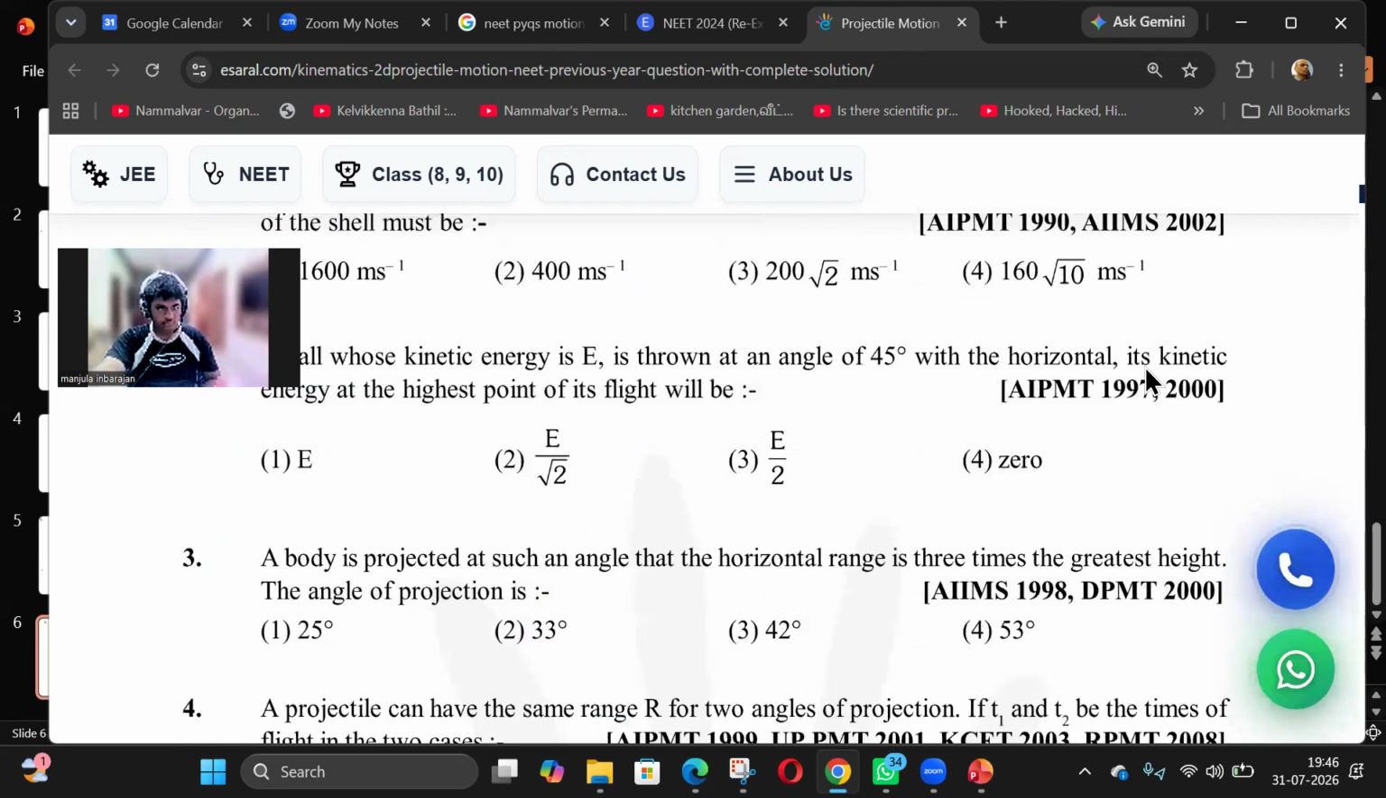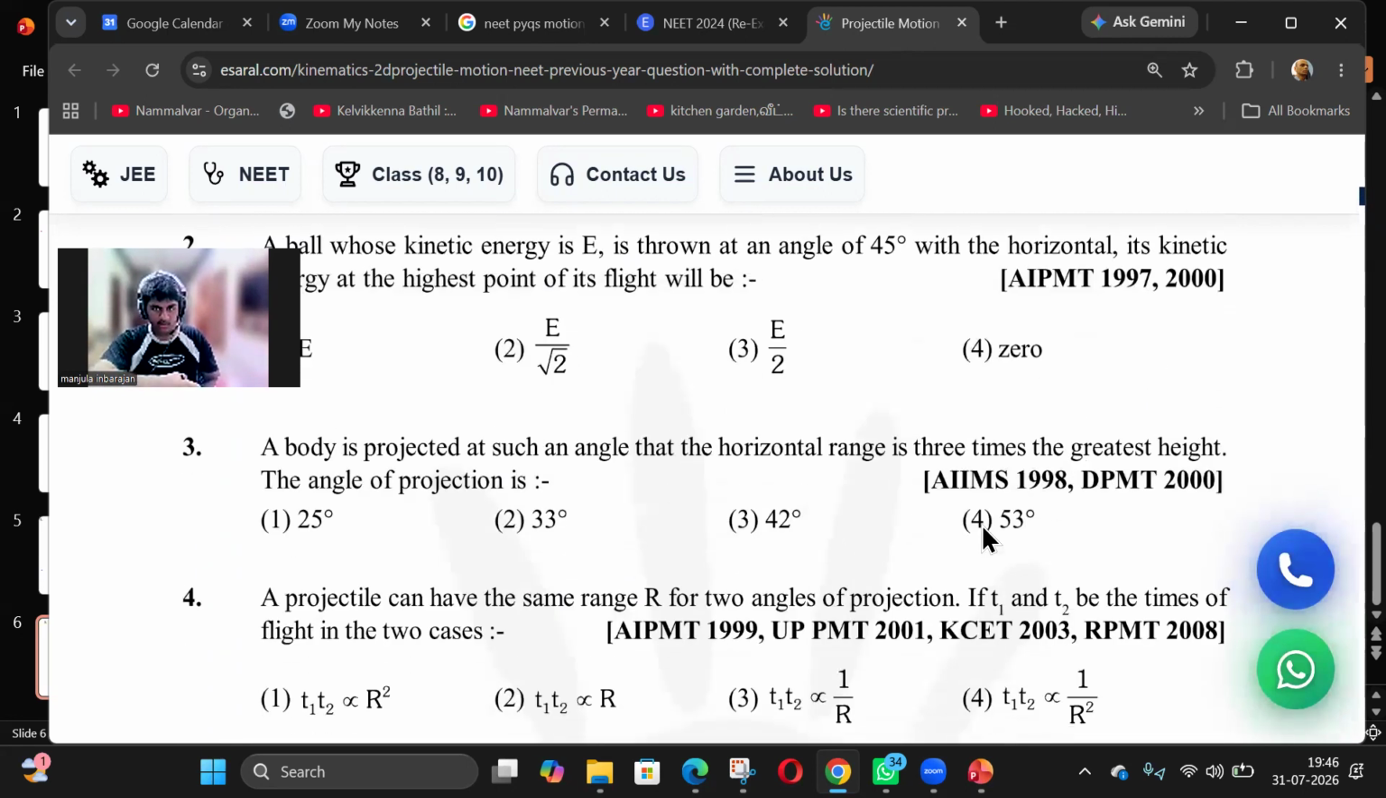Got it? 53. Yeah, 53 is the answer. Next. Already done, got it.